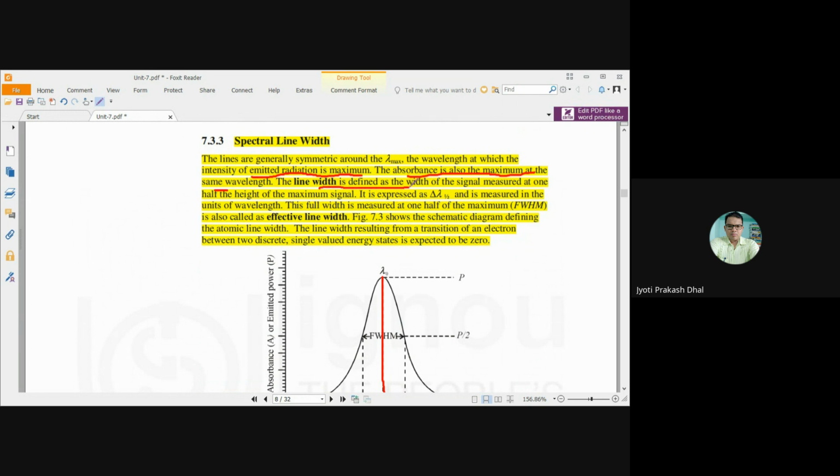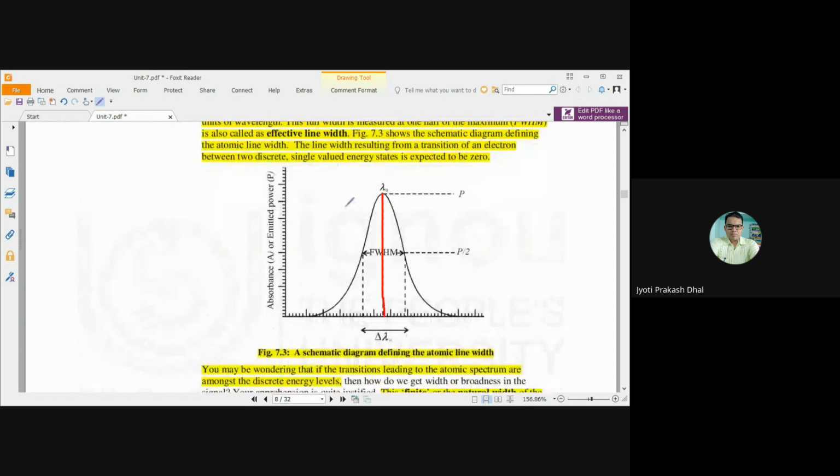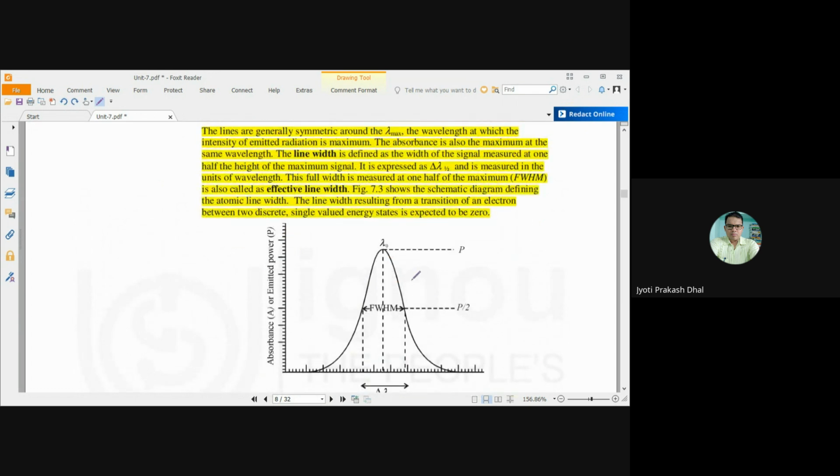The line width is defined as the width of the signal measured at one half of the height of the maximum signal. So this is a particular peak. If we calculate the width of the peak, here the width will be less, here the width will be more, and here the width will be still more. So at which position will we calculate the line width? The line width can be calculated at a position that is called FWHM. That means at one half of the maximum, full width half maximum.